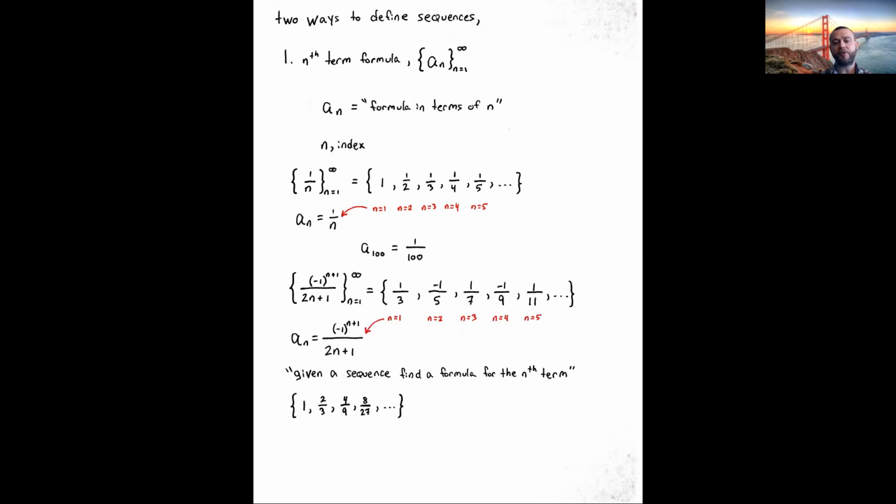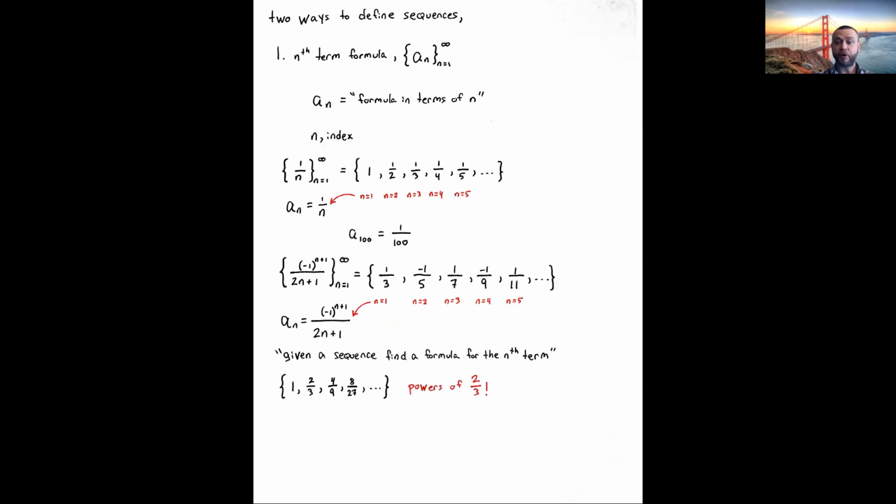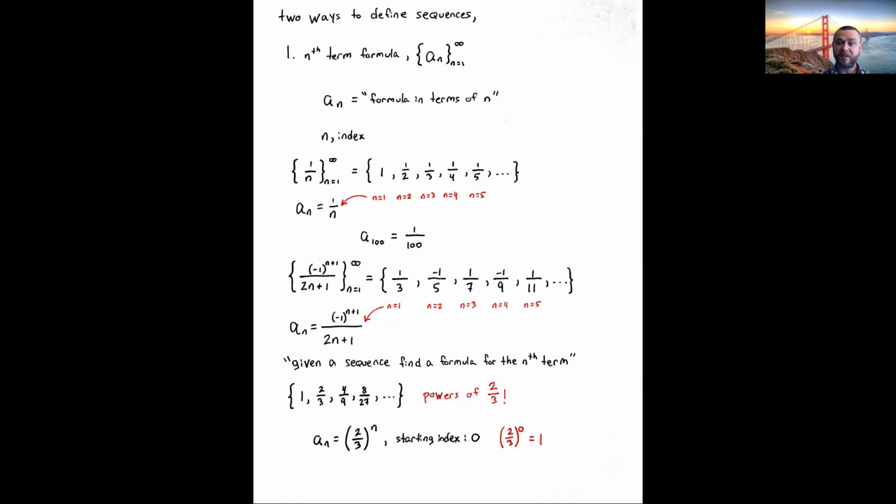All right, how are we going to do this? How are we going to find a formula for the nth term? A key way to do that is to try to recognize patterns. Now, if you look at the numbers there, 2/3, 4/9, 8/27, those are all powers of 2/3. So we might think our formula here might be, let's say, (2/3) to the nth power.